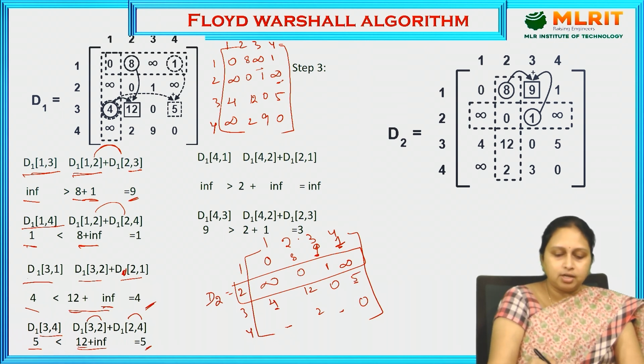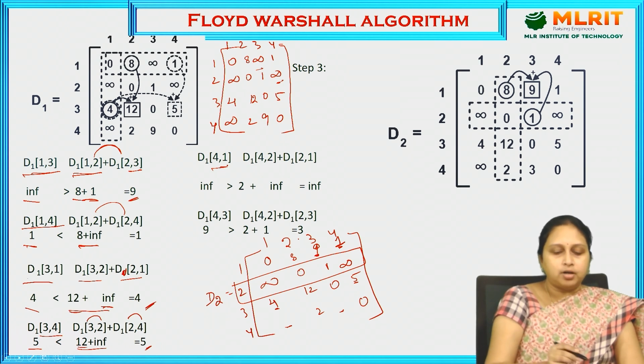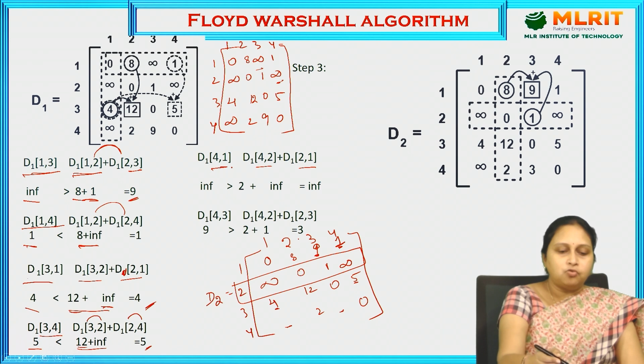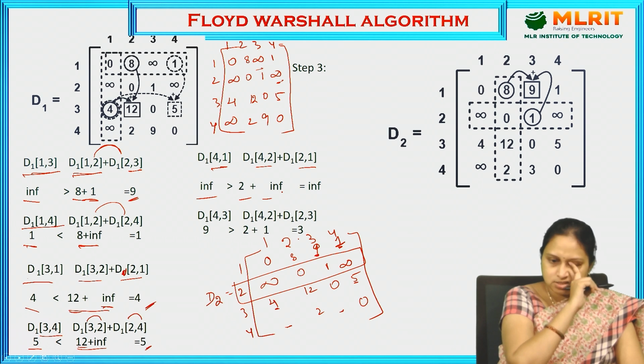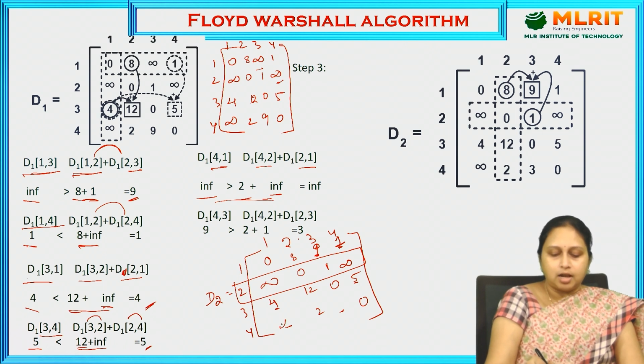Next, in the same way, 4, 1. How can we write 4, 1? 4, 2 and 2, 1. Both the things. And what is the value of 4, 1? 4, 1 is infinity. And 4, 2 value is 2 plus 2, 1 value, which is also infinity. Okay. Now you are going to get more or less infinity value only.